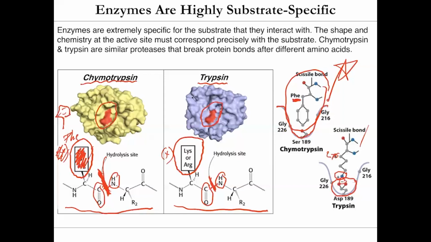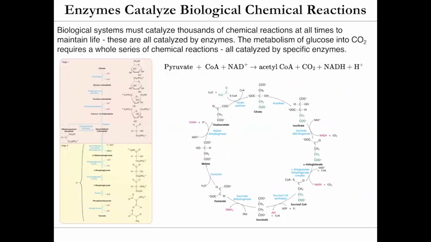So if all your enzymes in your body were just willy-nilly able to interact with all sorts of substrates, it would really put your whole biological system out of whack. So this is a really important feature of enzymes. So I mentioned before that, of course, there's billions and billions of chemical reactions going on in all of your cells at every single moment that you are alive. If that stops, then you cease to exist for the most part. So what are catalyzing these biological chemical reactions are enzymes.